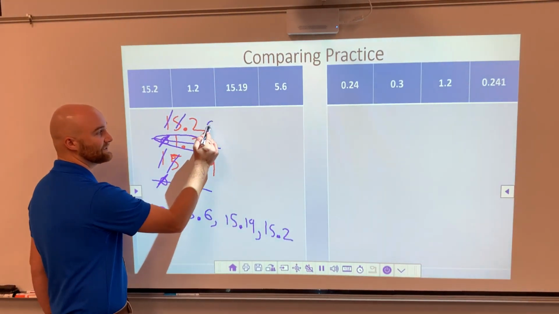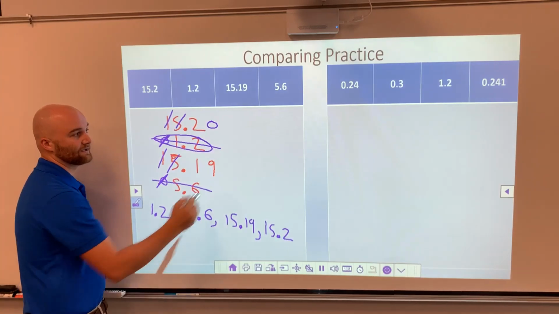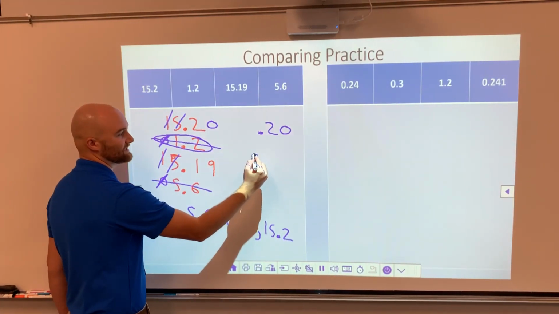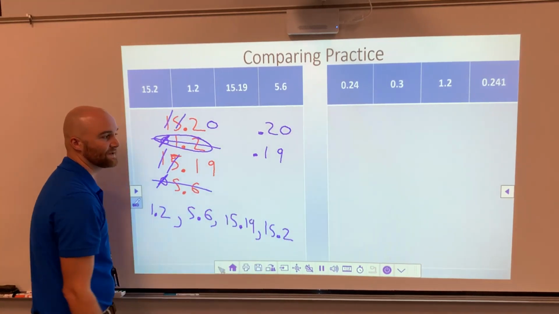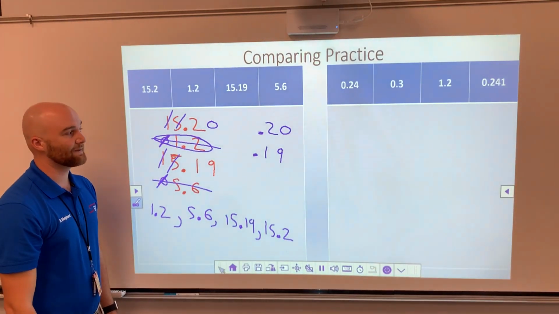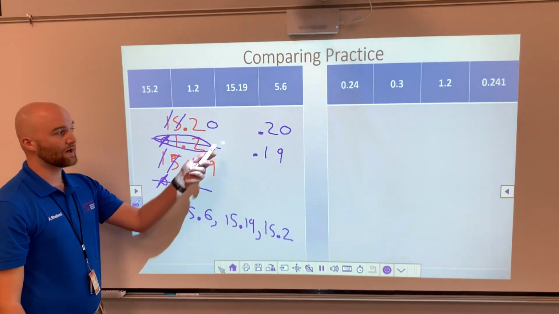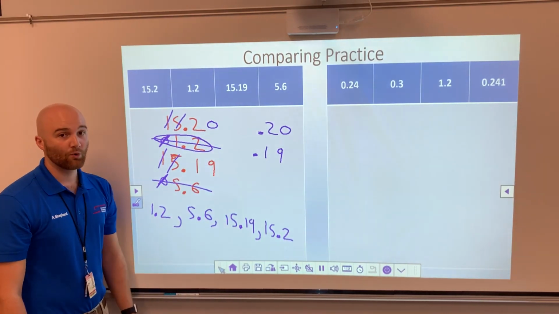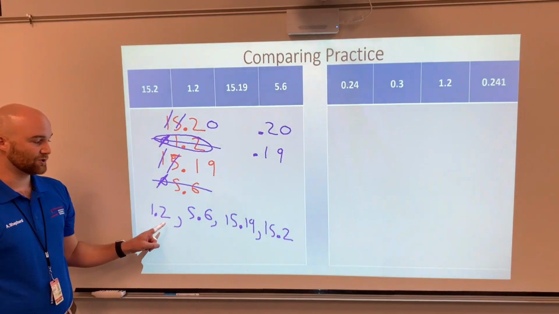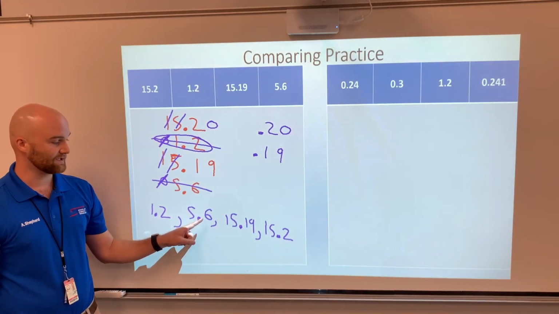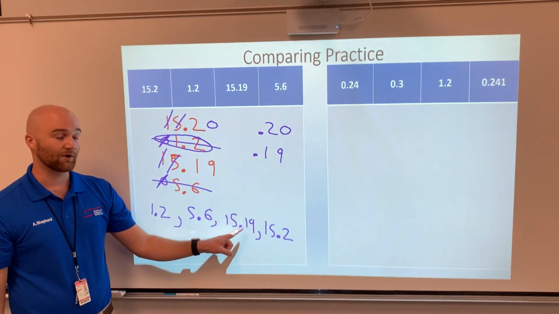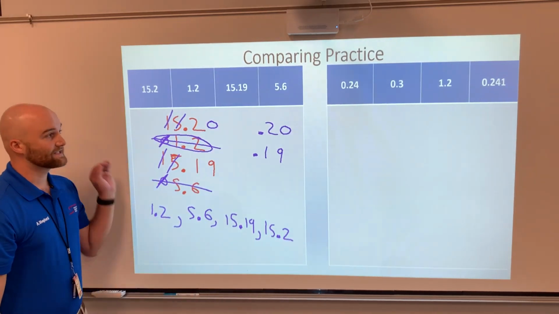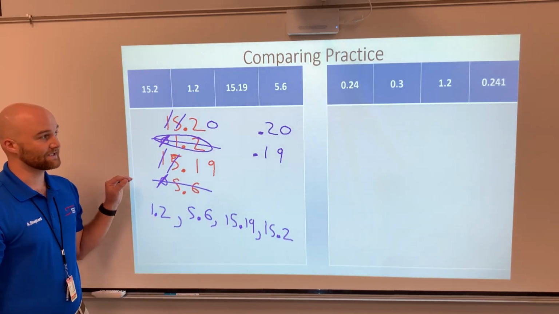But if I fill in the 0 and I compare decimal 2.0 versus decimal 1.9, then it becomes a lot more obvious about what happened. 20 hundredths is more than 19 hundredths. So the order that we put these in is 1.2 is less than 5.6, which is less than 15.19, which is less than 15.2. That's the order that we did these in.